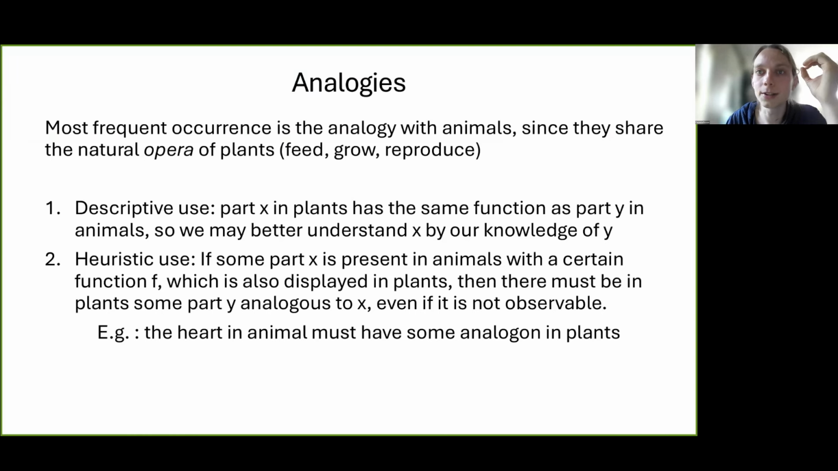Now, second use, after this descriptive use: when a given function is fulfilled in animals through a certain organ, some analogon of this organ is thought by Cesalpino to exist in plants, even if it can't be observed. For example, the heart in animals oversees the dispatching of food throughout the animal body, according to Cesalpino once again. And this dispatching is also observed in plants. So there is some kind of dispatching of energy or of food in plants. Therefore, one must suppose that there exists something analogous to a heart in plants. Even if this heart cannot be observed, since the function of dispatching food is observed and this function is fulfilled by a heart in animals, there must be a kind of heart, an analogon to the heart, in plants.